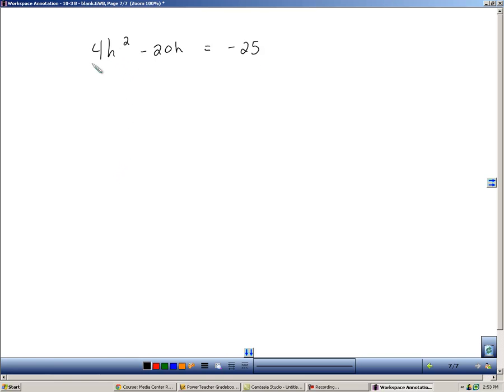So in the case of this example, you would want to divide everything by 4 so that you'll end up getting an h squared in the front. Here 20 divided by 4 is 5, and then here you're just going to be left with negative 25 fourths. Now you could take this problem and you could complete the square. You could take half of b squared and add it to both sides. I'm not going to finish it, but I did want to point out to you that you must have a coefficient of 1 if you want to complete the square.